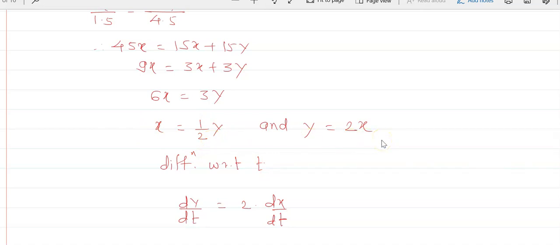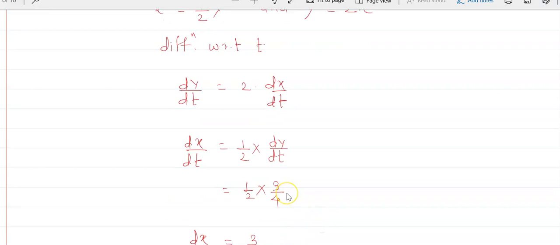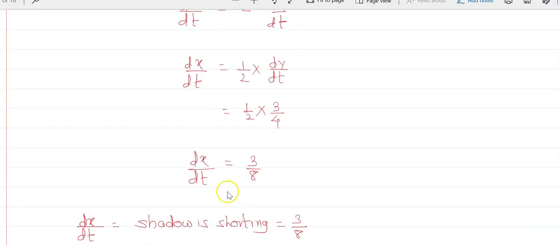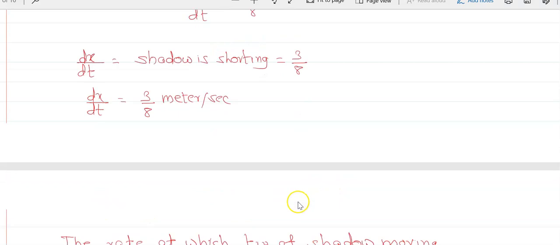Now differentiate this. That is, dy by dt is equal to 2x into dx upon dt. Substitute the value of dy by dt. That is, dx upon dt is equal to 1 upon 2 into 3 by 4, which is 3 by 8. That is, the shadow is shortening at the rate of 3 by 8 meter per second.